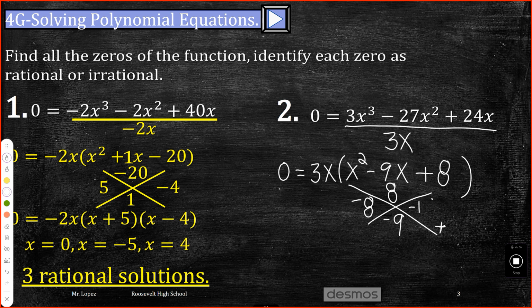What are the solutions for these two? Isn't it x equals positive 8 and x equals positive 1? And this one's going to be 0, no? Because if x is 0, 0 times anything is 0.